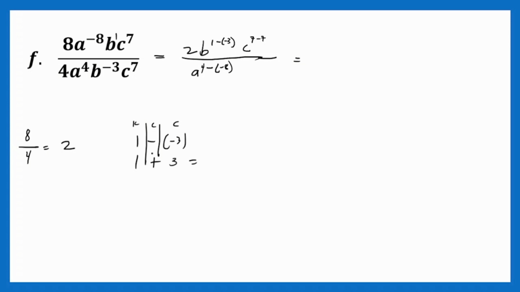Keep, change into plus, change into positive, kasi negative siya dito. What is 1 plus 3? 4. So, magiging siyang 2B raised to 4. What about C, 7 minus 7? That is 0. 7 bawasan ng 7, 0.